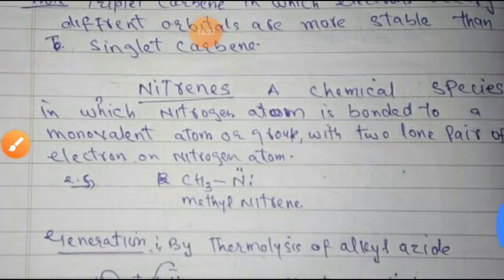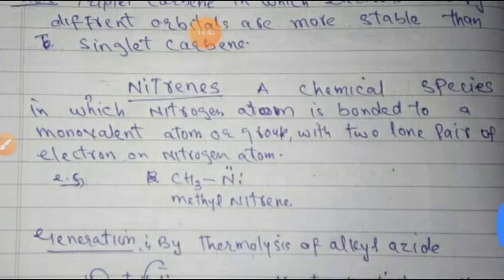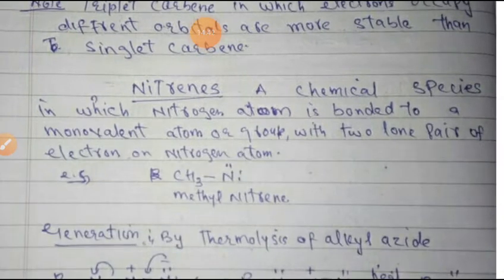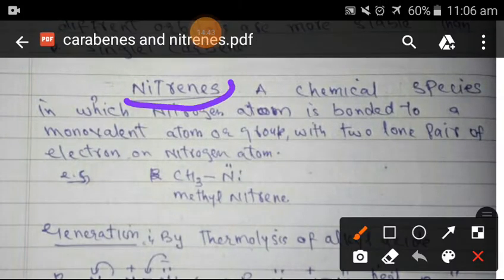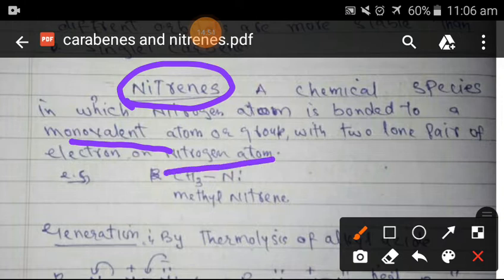Similarly, you will now see another type of reactive intermediate, called a nitrene. A nitrene is a chemical species in which a nitrogen atom is bonded to a monovalent atom or a group, with two lone pairs of electrons on the nitrogen atom. So this is like a carbene. It also has singlet nitrene and triplet nitrene forms.